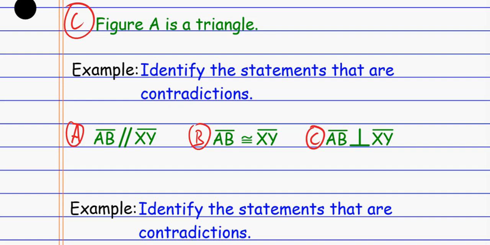And the answer is yes. I can think about how that would look. I could draw that. It's possible for them to exist together. If I looked at something like B and C, could I have congruent segments and have the lines be perpendicular?